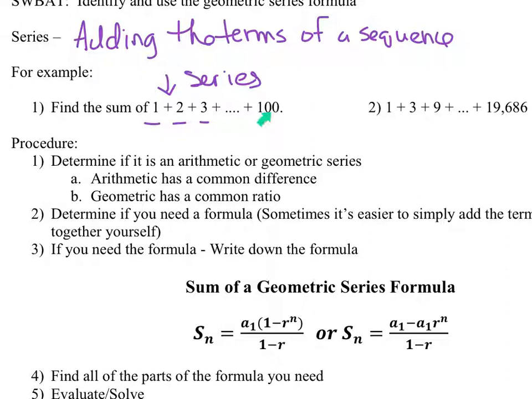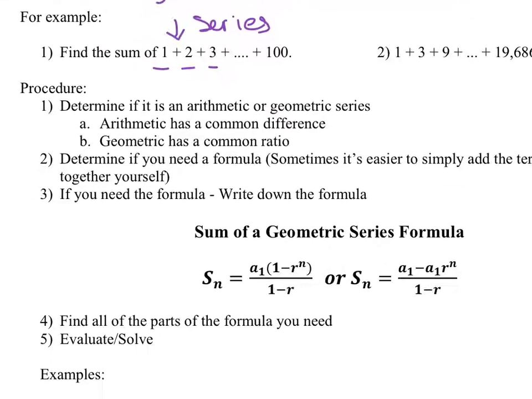There's a formula for the arithmetic. Remember, you use that when you have a common difference. So an arithmetic sequence has a common difference. Geometric has a common ratio. So this one would be geometric, and this is the one that we would be working on today.